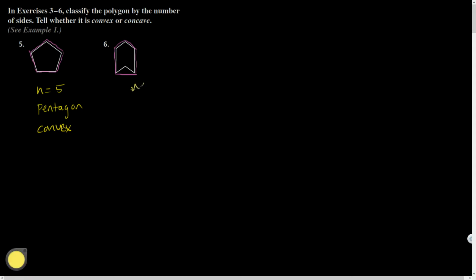This one looks like n is equal to 1, 2, 3, 4, 5, 6. And so that's a hexagon. And it is concave. It's caved in. It's dented. That's the way I remember that phrase.